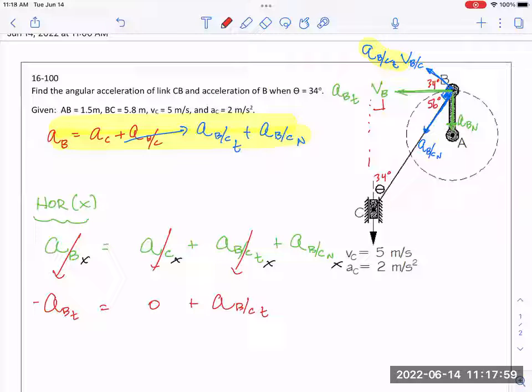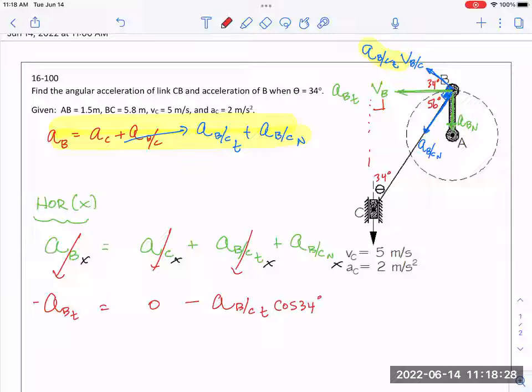Cosine of 34 would do it, because cosine is adjacent over hypotenuse, and this acceleration is the hypotenuse. So cosine of 34 would give me the left-hand version of whatever that is. It's aiming left, and cosine of 34 would limit it to the X component. And again, notice it's going left. So I should go back here and say, oh, that's not actually positive. That's actually negative.